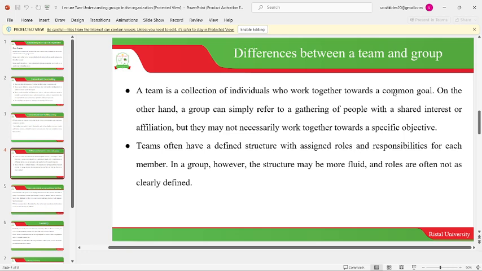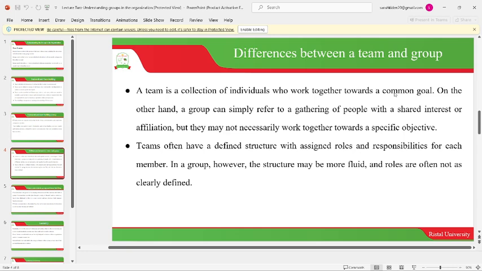Whereas a group is simply people who can gather together with a shared interest or affiliation, but they don't necessarily work together toward specific objectives. Everyone has their own specific objectives that they want to fulfill. They gather together with a shared interest, but they have different specific objectives, which is a difference between a team and a group.